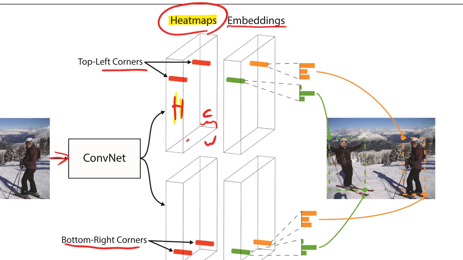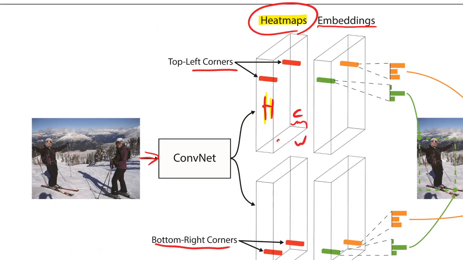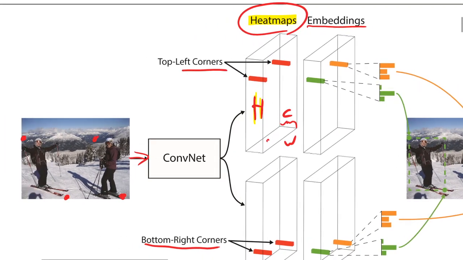Now, simply because I said there can be multiple instances of the same class in the same image. So in this particular case, even if you predict absolutely correctly, you predict two top left corners and two bottom right corners. Now, this isn't particularly hard because there's only one configuration that can possibly be, but there could be situations where there are multiple. And that's why you need to somehow match these corners. You have to know which ones of those are the same objects.